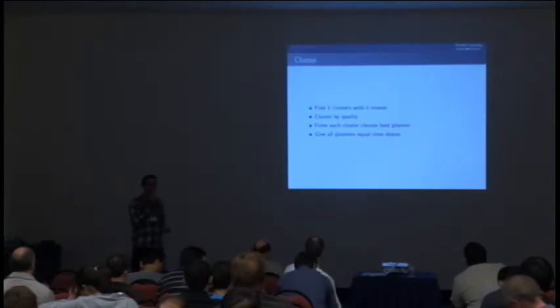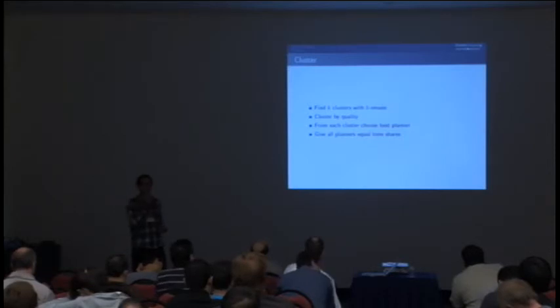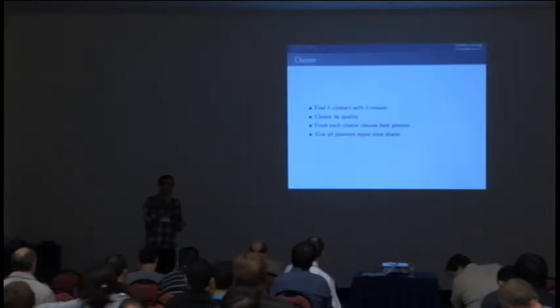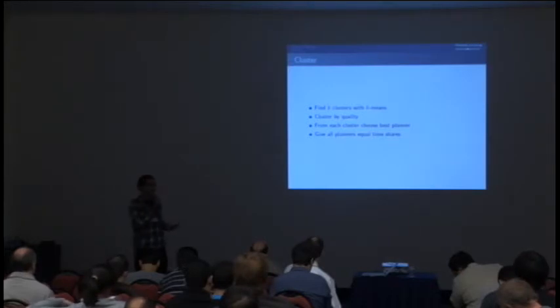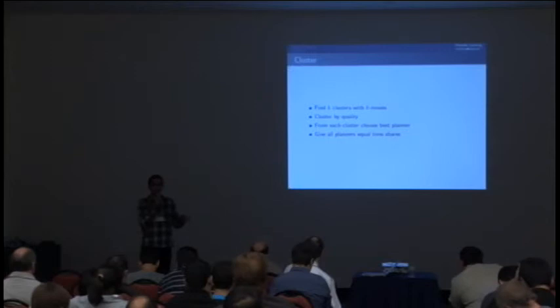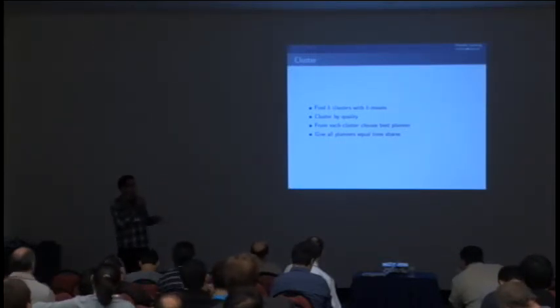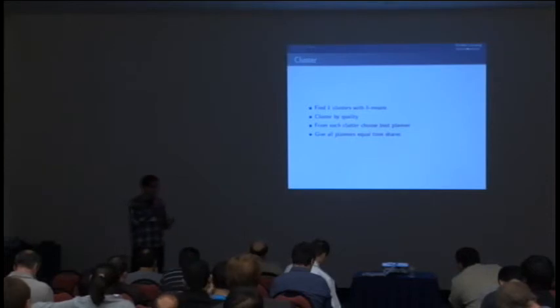The next one is the cluster portfolio generator. There we use the k-means clustering algorithm to find k clusters of planners. And we cluster a planner by looking at its quality on each problem. So we want to have in one cluster the planners that perform equally well on a group of problems. And from each cluster, we choose the planner with the highest quality and give all the planners equal time shares.